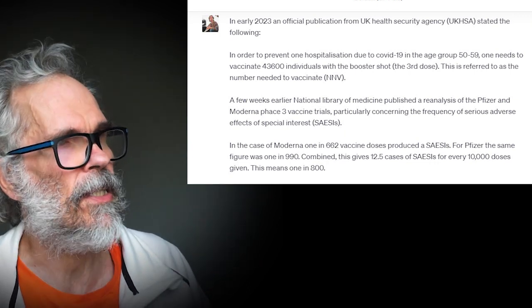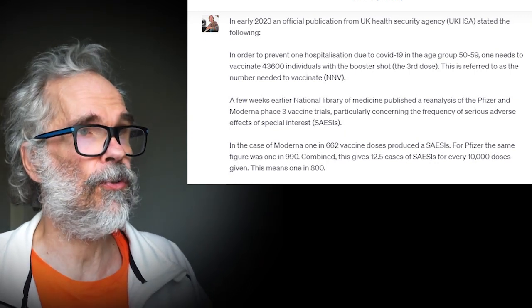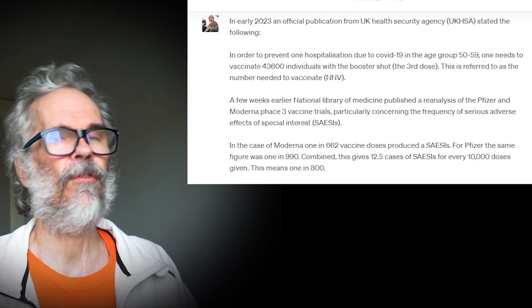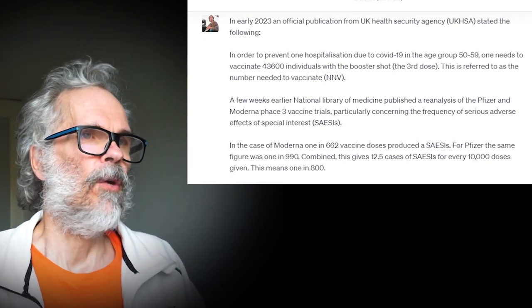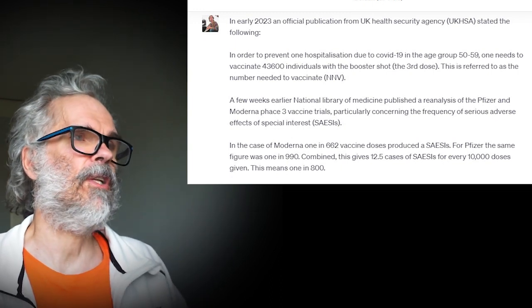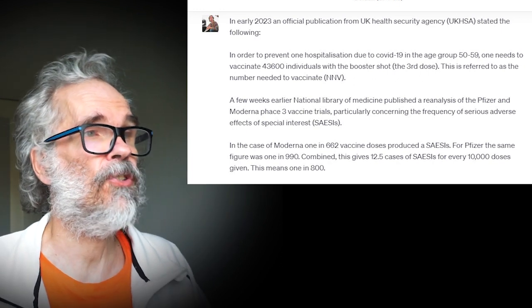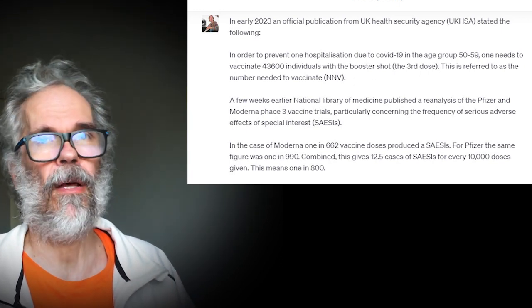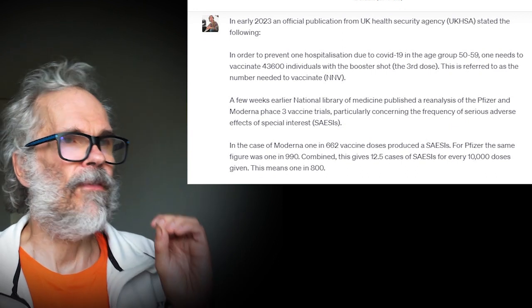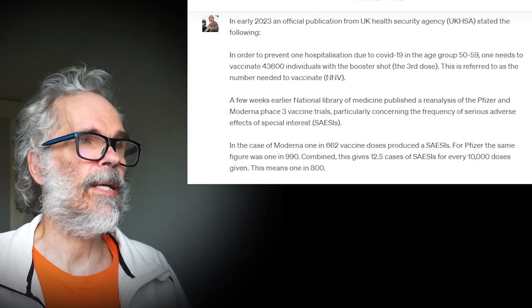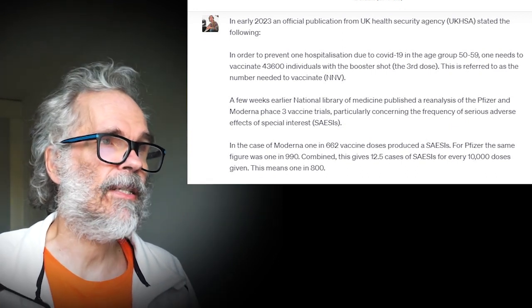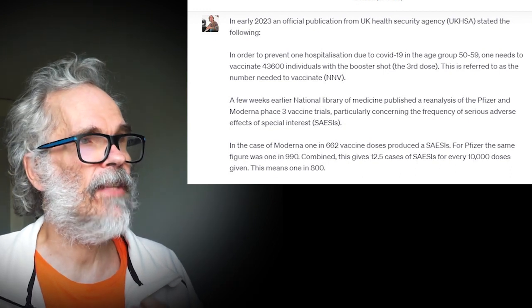In order to prevent one hospitalization due to COVID-19 in the age group of 50 to 59, one needs to vaccinate 43,600 individuals with the booster shot. This is the third dose. This is referred to as the number needed to vaccinate, NNV.